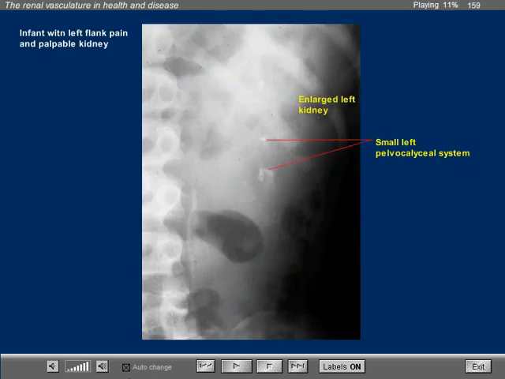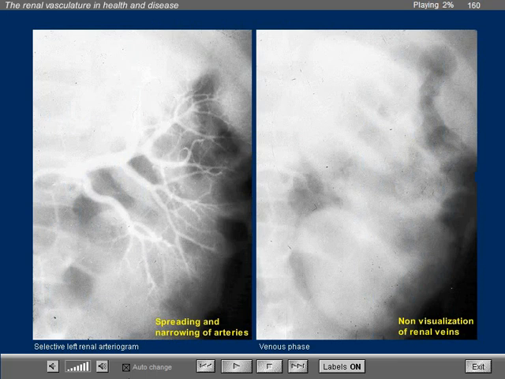This is a child who presented with left flank pain and a palpable kidney. Note the poor visualization of a small left pelvocalyceal system and enlarged left kidney. A selective left renal arteriogram showed in the arterial phase some spreading of the arteries, which appeared slightly narrowed, but there was no focal mass in the left kidney.